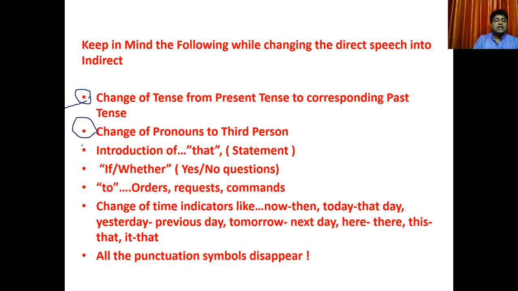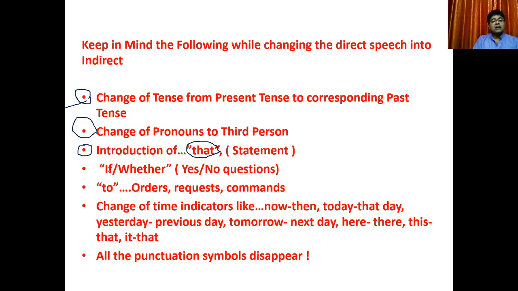Number 3, introduction of that. Now, when you report, we need to add something. What is that? First, we add the demonstrative pronoun that. Not everywhere. It is only if the given thing is a statement, an assertive sentence. The direct speech, if it is a statement, if it is an assertive sentence, then in the indirect speech we add that. Please remember, I will show you once again some other examples.